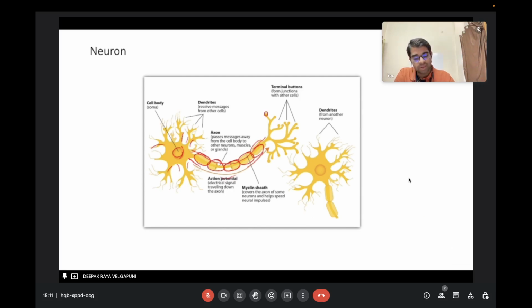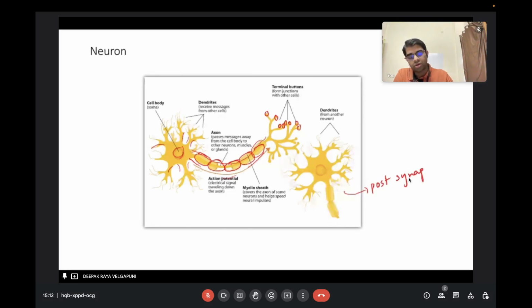Then you have some terminal ends called terminal buttons. They look like buttons and therefore named as buttons. These connect onto the dendrites of the next neuron called postsynaptic neuron. This is called presynaptic neuron.